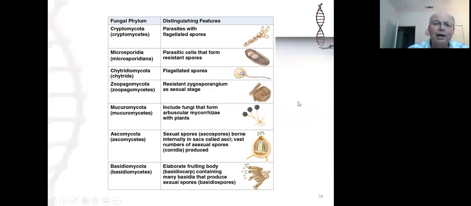So this is the final slide. This is just a nice summary chart of the diversity of fungi, the phylum names as we have discussed them, and the classic features that identify each of the clades, something that you probably want to use as a starting point for understanding the diversity of fungi.